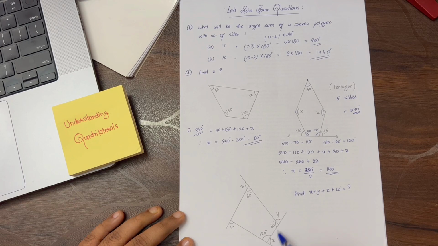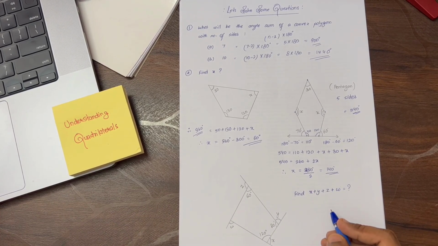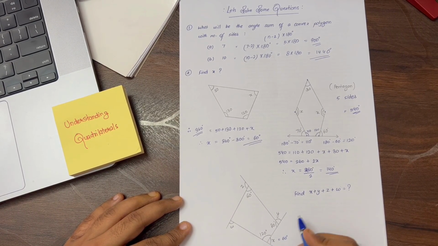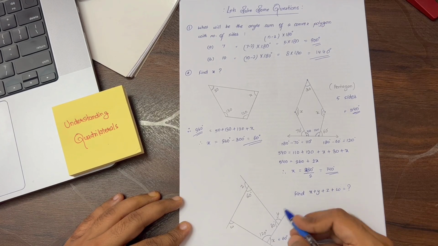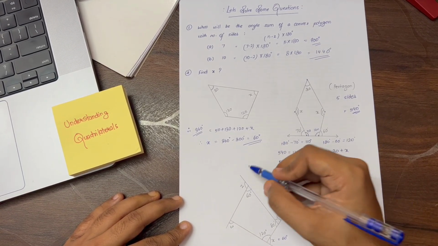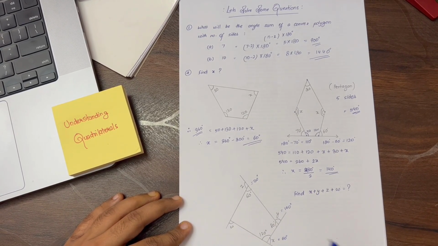Next question we have is this. We have to find x, y, z and w, the sum of these 4 angles. So what we have to do is, since we know that this x can be 180 minus 120, we can directly write here 60 degrees. This is 180 minus 80, which is nothing but 100 degrees. This is 180 minus 60, which is 120 degrees, and this is w, which is unknown.